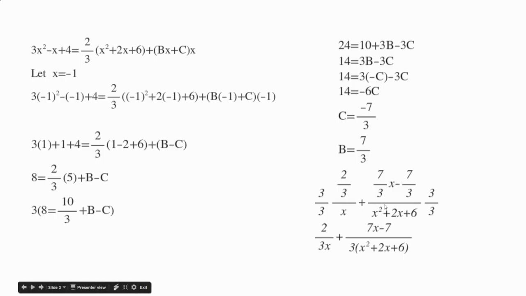And then in order to get rid of all these fractions here in the numerators, we're going to multiply the whole thing by 3 over 3. So you have it on both sides here. And that's going to give you your final answer, which is 2 over 3x plus 7x minus 7 over 3 times x squared plus 2x plus 6.